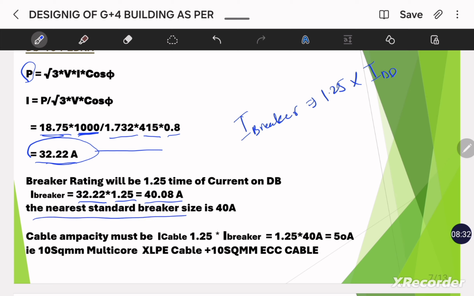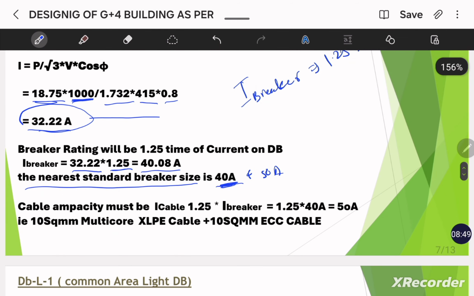So the nearest standard breaker size is 40 ampere, or we can take 50 ampere also, but it is just a slight increase, so we can take 40 ampere. Okay, as we already took the 1.25 safety factor. Now for the cable ampacity, we have to check that our calculated breaker rating is 40.08. So the cable we have to select should carry a current of 1.25 times the calculated breaker rating. So 1.25 into 40 ampere, then it came to 50 ampere.